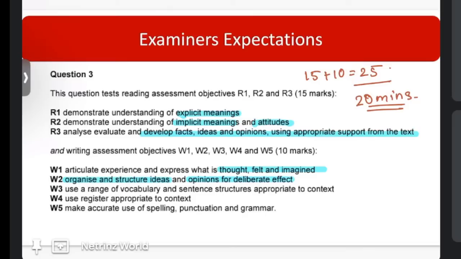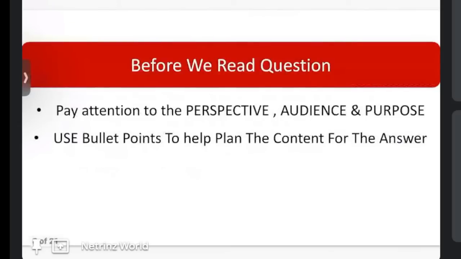If you haven't watched that particular lesson yet, please go back and revise. Also revise the concept of comma splice. I have taught that in one of the lessons, on how to structure your sentences. So use it in this particular question. Make accurate use of spellings, punctuation and grammar. It goes without saying, you're writing an English paper, you have to do the same.